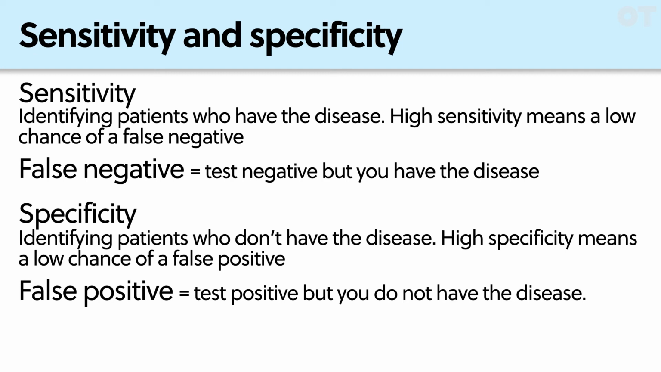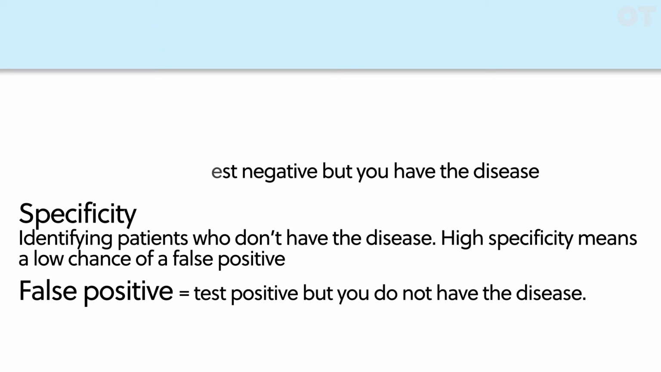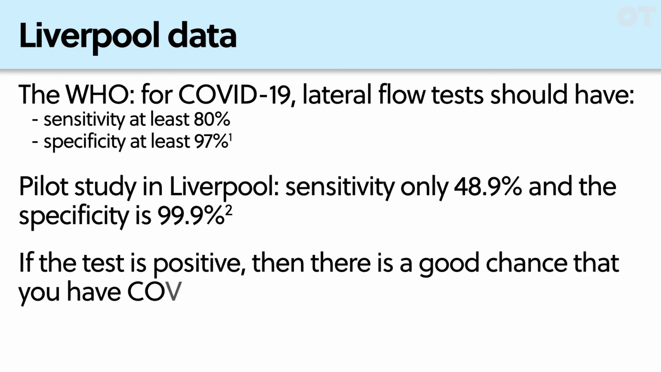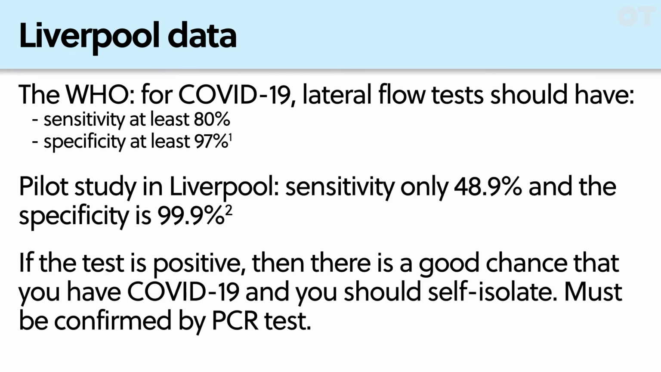Specificity tells us how good the test is at finding patients who don't have the disease. And in that case, a false positive test is when you test positive for the disease, but you haven't got it. And a high specificity value means a low chance of a false positive. Now, a perfect test would be 100% sensitive and 100% specific. But tests are never that good. So instead we have to look for high values for both to give us an idea of how good the test is.